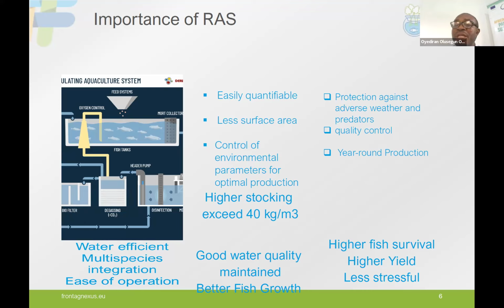There is protection of the system against weather and predators. Michael was talking about covering and some other things. There is quality control and the possibility of year-round production. There is higher fish survival and higher yield, and it is less stressful. You can imagine when you want to harvest fish in an earthen pond, the kind of energy you put into it, whereas in the recirculatory system you can easily get your fish out within a short time. Next slide, Michael.